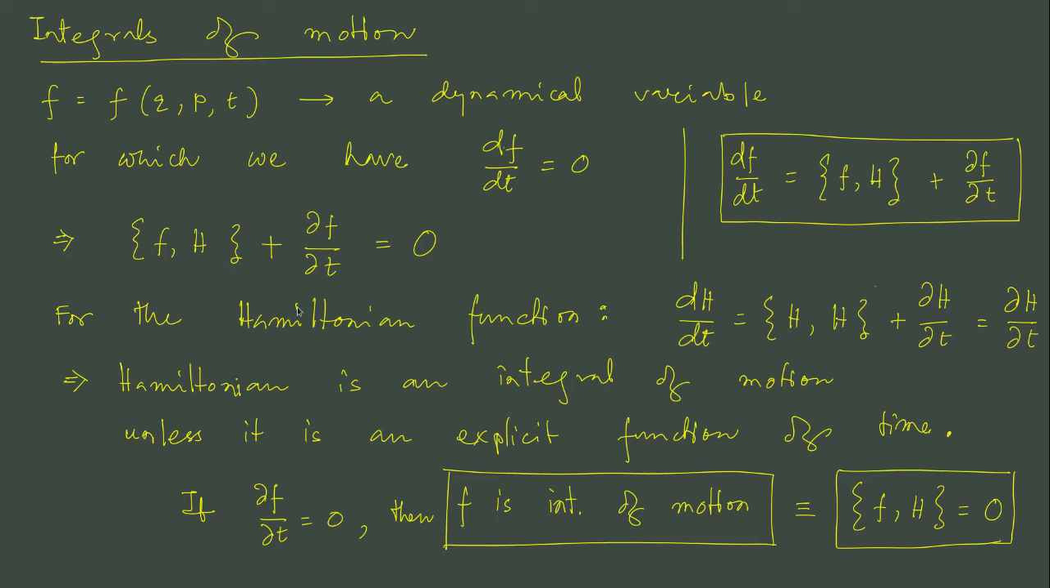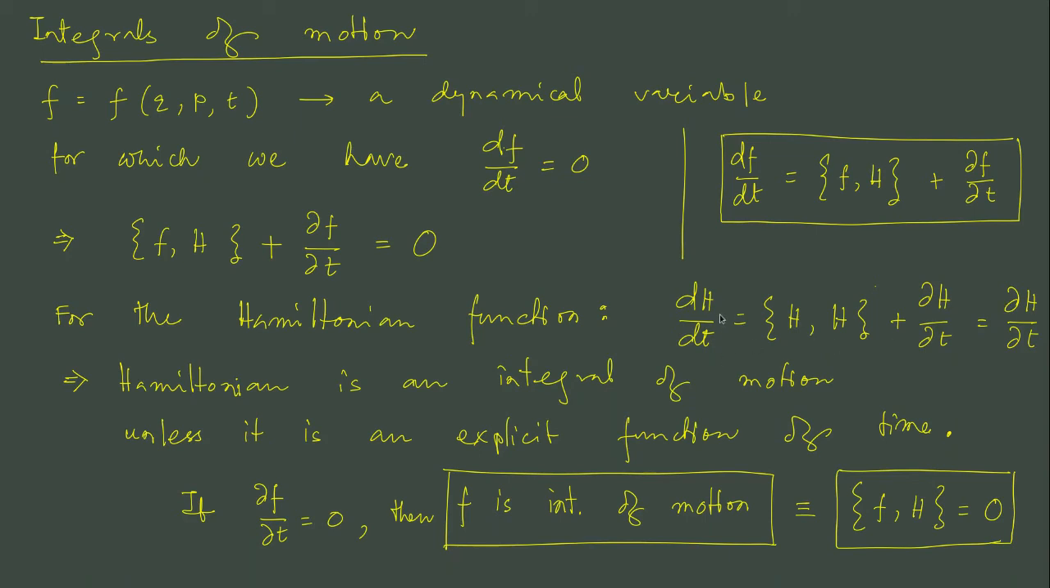So in one such case we can ask whether the Hamiltonian as a function is an integral of motion. For that we look at the total time derivative of the Hamiltonian, and that must be equal to the Poisson bracket of the Hamiltonian with itself, plus the partial derivative of the Hamiltonian with respect to time. Now the Poisson bracket of the Hamiltonian with itself vanishes.